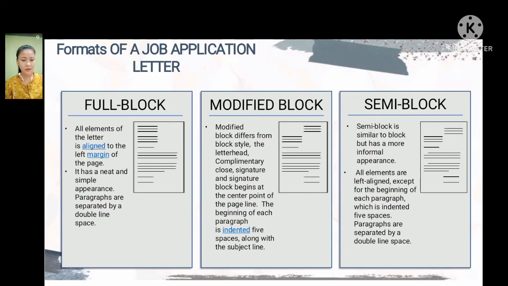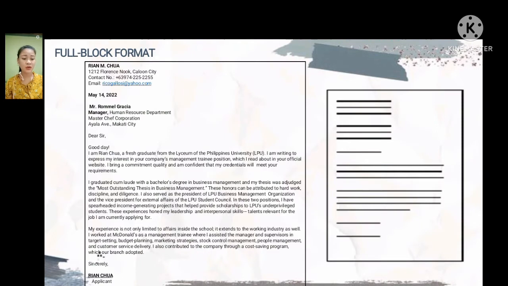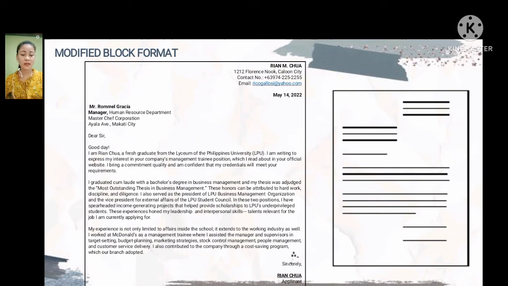Okay, we have here a clear view of an example of a full block format. As you can observe based from the photo right here, all the elements are aligned at the left margin. Next one, the modified block. The only difference between the semi-block and the block format is that the paragraphs in your cover letter are indented. So that's the three formats of a job application letter, which are the full block, modified block, and the semi-block.